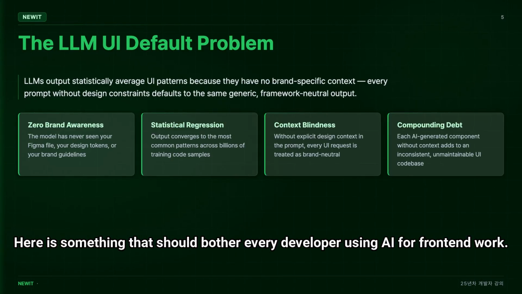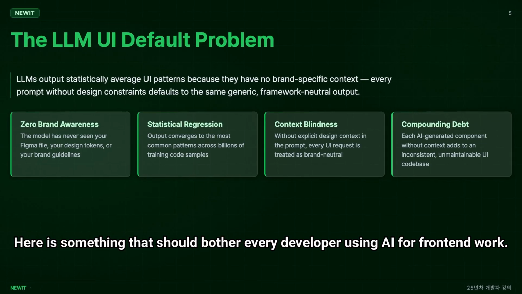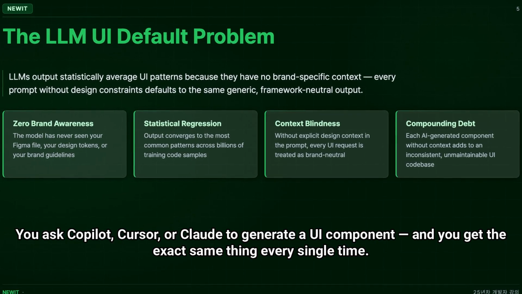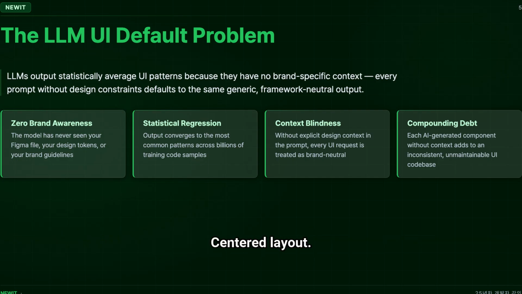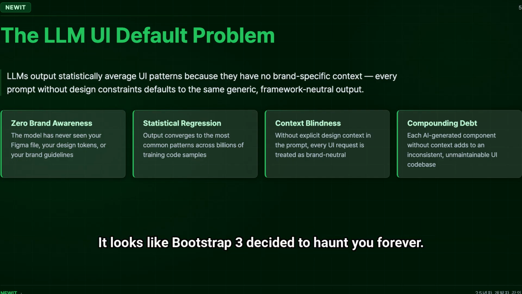Stay with me. Here is something that should bother every developer using AI for front-end work. You ask Copilot, Cursor, or Claude to generate a UI component, and you get the exact same thing every single time. Gray buttons, system font, centered layout, subtle box shadows. It looks like Bootstrap 3 decided to haunt you forever. This is not a bug. This is the model doing exactly what it was trained to do.